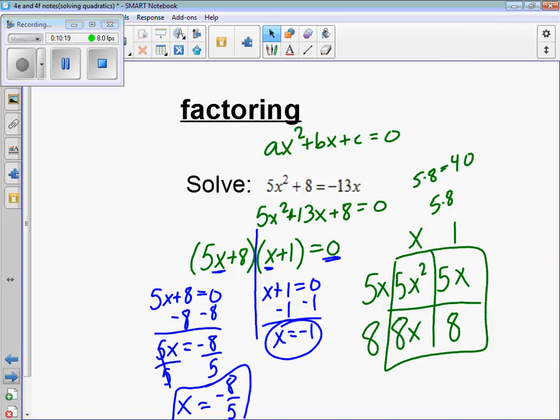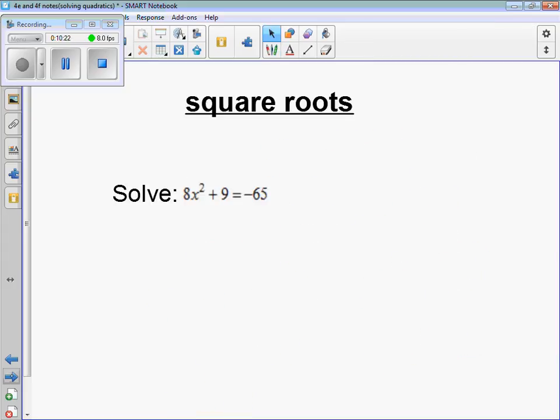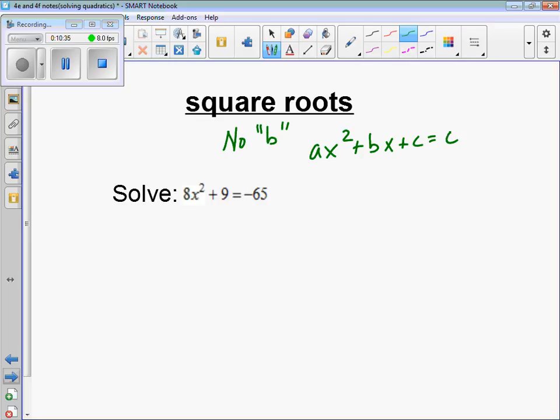Square roots. So by square roots, there has to be no b present. So in ax squared plus bx plus c equals 0, this cannot be here. And if you notice that, this is a shortcut. Oh, my bad. Scratch that. If there's no b, you get an ax squared by itself right away. So you can actually solve for x this way.